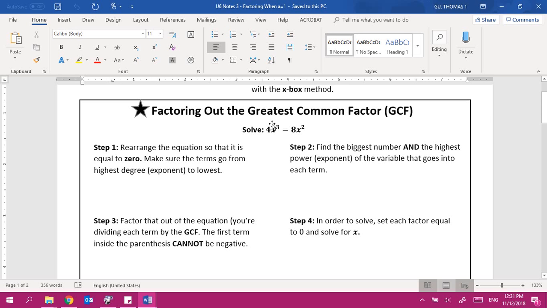So first things first, you want to rearrange the equation so that it's equal to 0. You see, right now it says 4x cubed equals 8x squared, right? I don't want it to say equals 8x squared. I want it to say equals 0. So how can I rearrange those terms to make it say equals 0? What do I have to do to the equation?